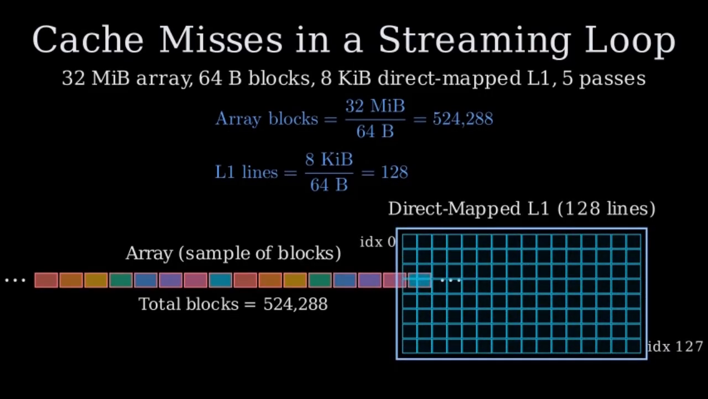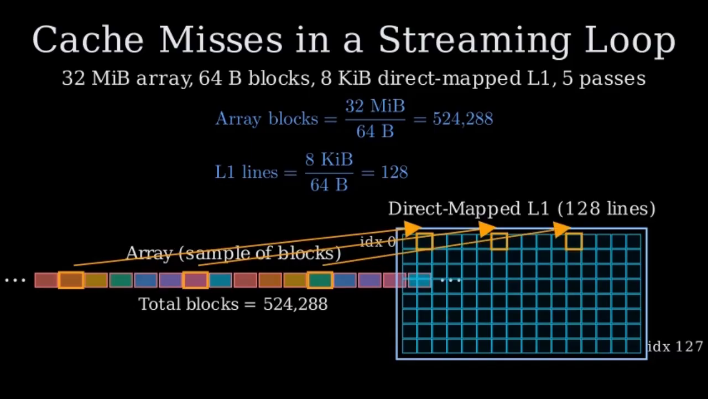On the left is a tiny sample strip representing the very long array. On the right is a sketch of the direct mapped cache with 128 lines. The loop strides forward, one block after another. Each new 64-byte block maps to exactly one of the 128 cache indices. Because the array is far larger than the cache, we never reuse a block within the same pass.